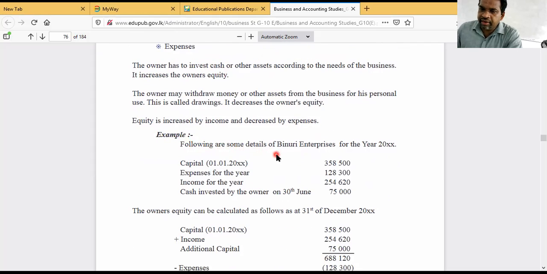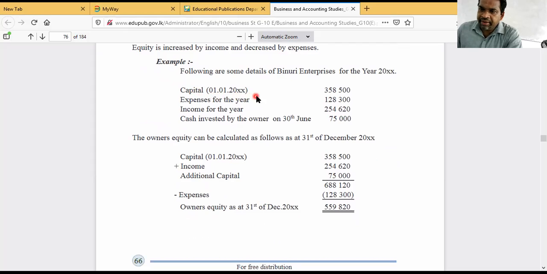Example, following are some details of Binuri enterprise for the year 2020. You are given opening capital 358,500, expenses for the year 128,300, income for the year 254,620 rupees. Cash invested by the owner on 30th June means additional capital, 75,000. The owner's equity can be calculated as follows as at 31st December 2020. Here you are given opening capital, that is as at 1st January 2020. Now we are going to find the closing capital, that is as at 31st December 2020.